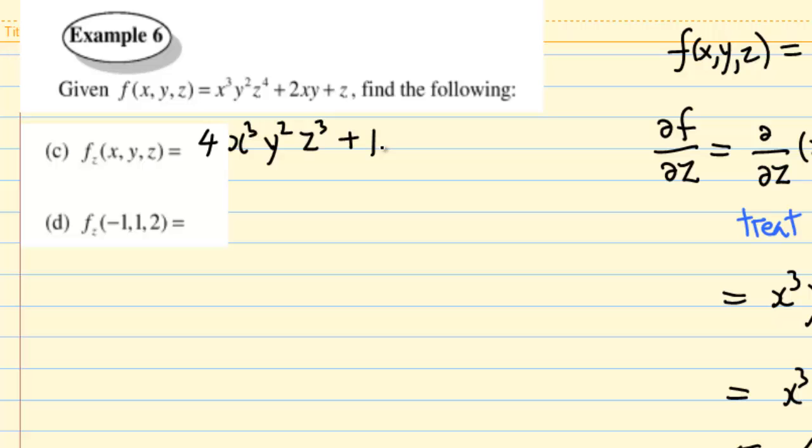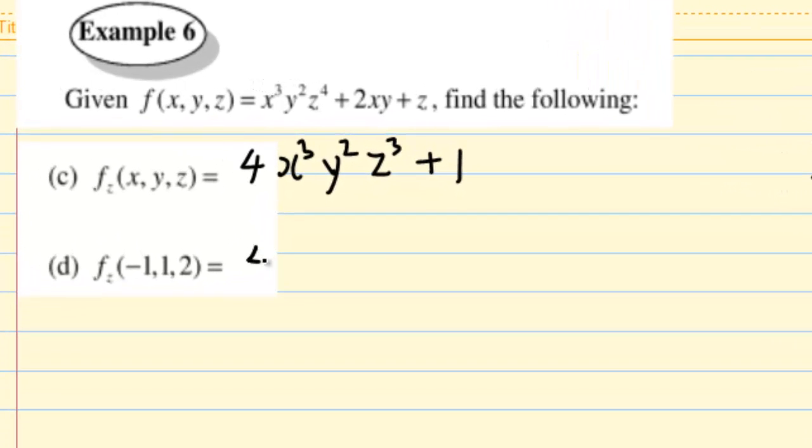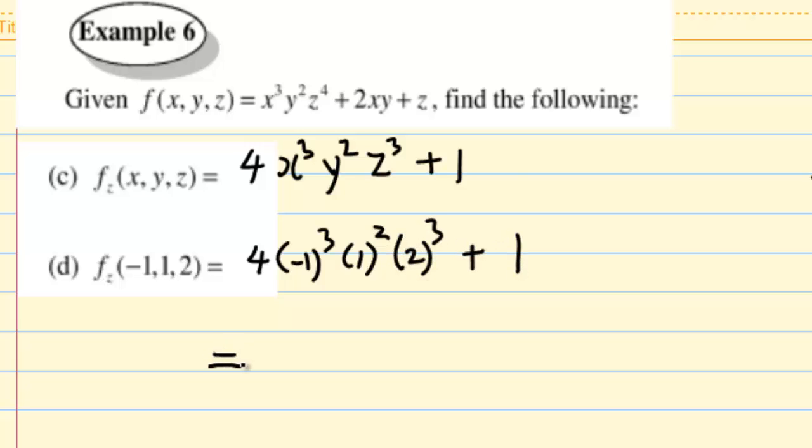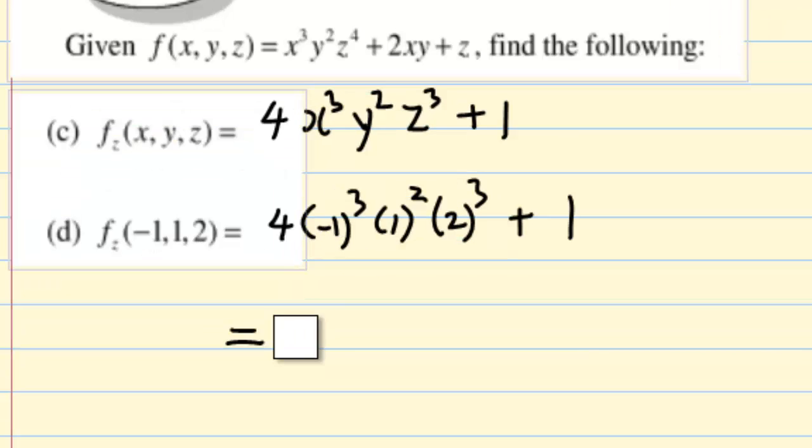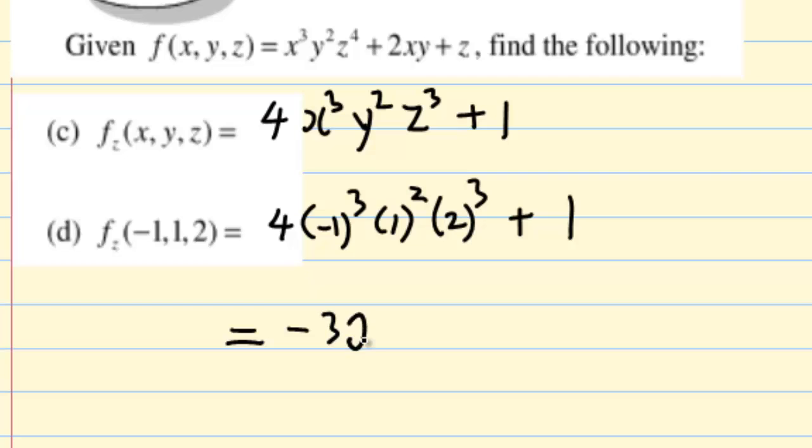Now for x equal to negative 1, y equal to 1, z equal to 2, I get 4 times negative 1 to the power 3, 1 to the power 2, 2 to the power 3, plus 1, which is equal to negative 32 plus 1, which is negative 31.